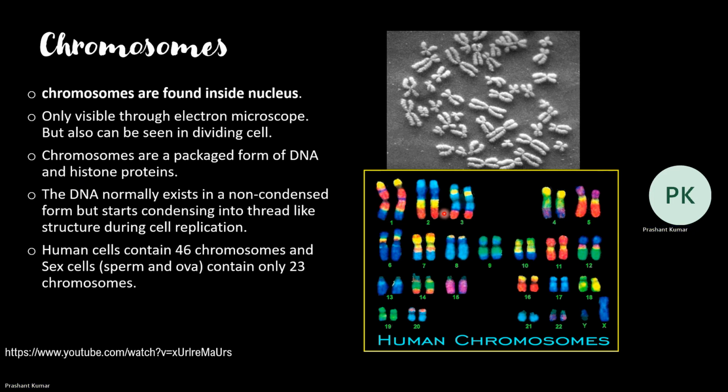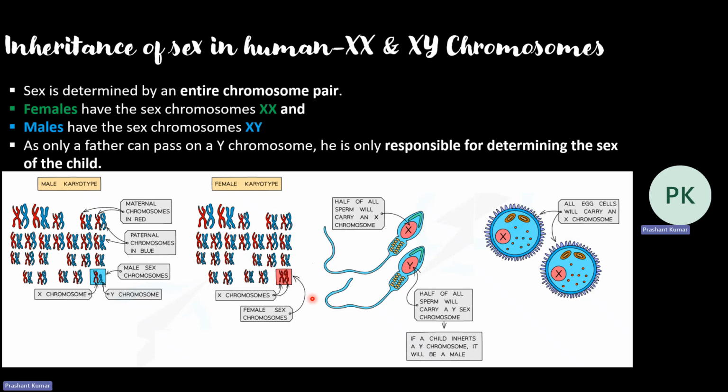But when the cell is going to divide, at that time the DNA gets condensed in a long filamentous structure called chromosomes. And in the human body, we have 46 chromosomes. And in sex cells, meaning reproductive cells or gamete cells, they have 23 chromosomes only. Now, if you see the male and the female karyotype, the left one and the right one, in the male karyotype you can see there is an X chromosome and a Y chromosome.